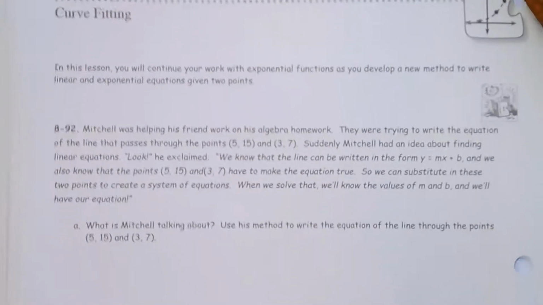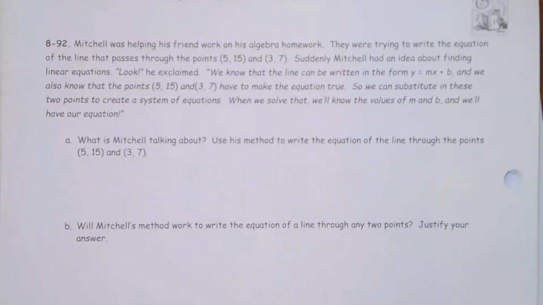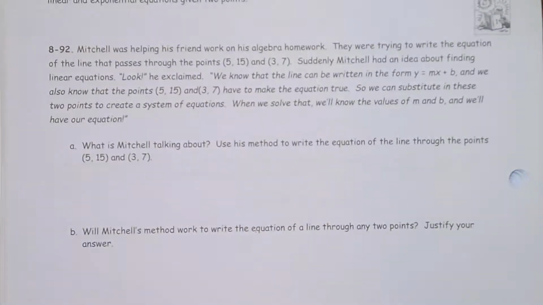So we're going to take a look at this first problem, 8-92. Mitchell was helping his friend work on his algebra homework. They were trying to write the equation of the line that passes through the points (5, 15) and (3, 7). Suddenly Mitchell had an idea about finding linear equations. Look, he explained, we know that the line can be written in the form y = mx + b. And we also know that the points (5, 15) and (3, 7) have to make the equation true. So we can substitute these two points in to create a system of equations. When we solve that, we'll know the values of m and b, and we'll have our equation.